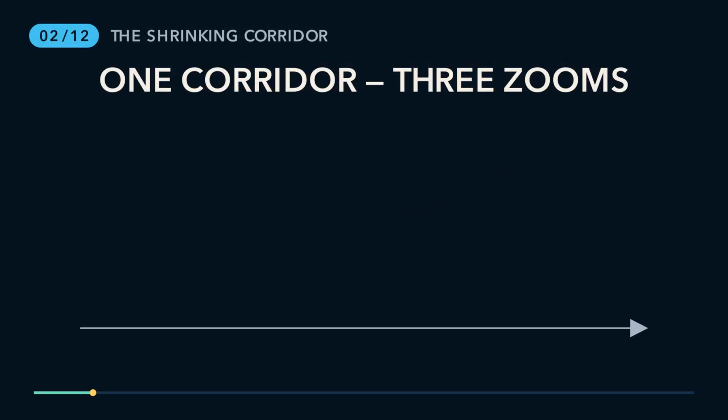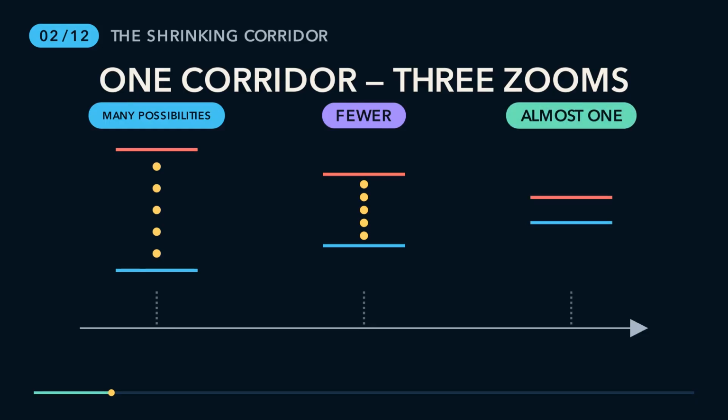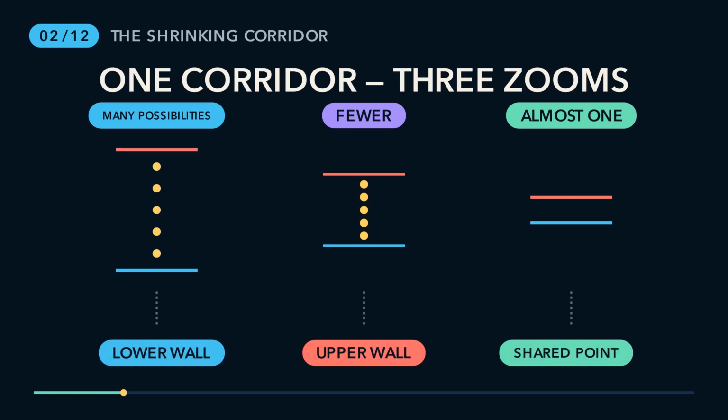Let us slow the picture down before bringing in any symbols. Far from the gate, the corridor is wide, so the bead has many possible heights. Halfway there, the walls are closer, and those possibilities shrink. Very near the gate, the remaining vertical gap is almost invisible. Notice what matters. We never need to predict the bead's exact path. We only need a lower wall, an upper wall, and a shared meeting point.